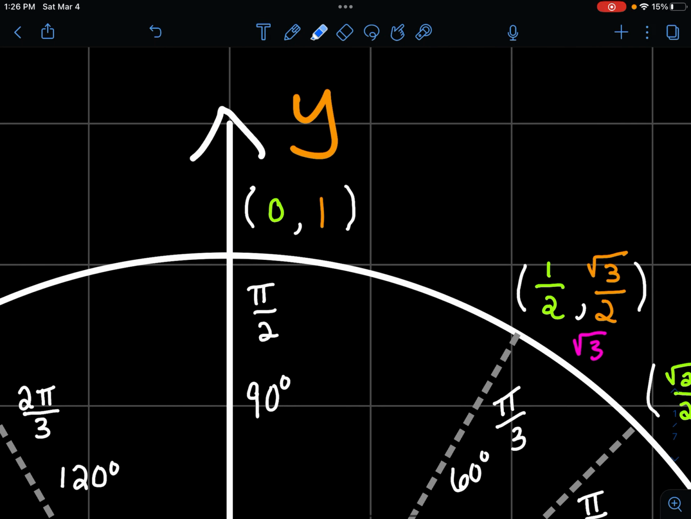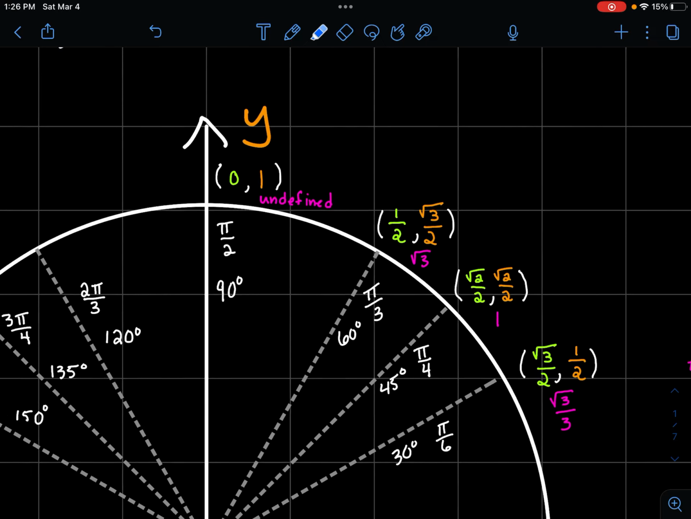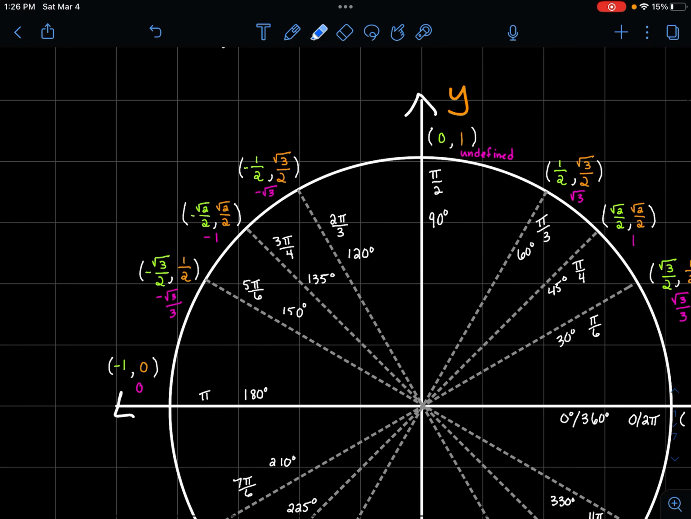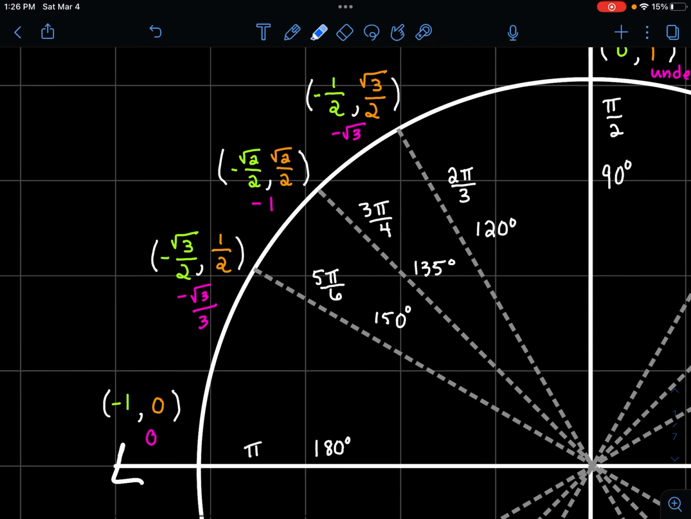And then finally, going up to the quadrant angle, 90 degrees, if we're going to take the y value divided by the x value, we're taking 1 divided by 0. Now, we are not allowed to divide by 0. We remember that as being undefined. So there are tangent values that are undefined. Going through this entire circle, you're going to come up with all of these ordered pairs that we have here.